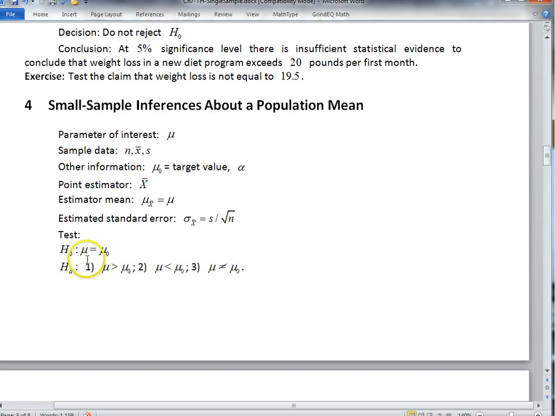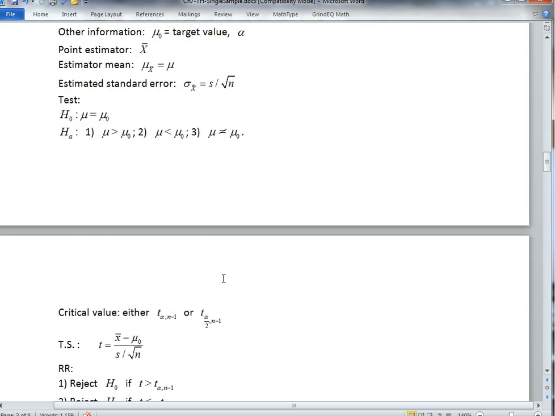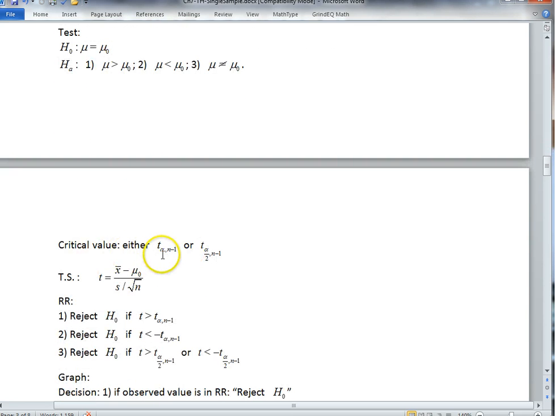Same structure here, mu equal mu 0. The alternative mu larger than upper tail, lower tail, two-tail test. Now the critical value is not going to be z, it's going to be t. It's going to be t alpha if I'm dealing with an upper tail test, negative t alpha if it's a lower tail test, or t alpha over 2 if it's a two-tail test. But also I need to keep track of the degrees of freedom to find out the actual value, which is the sample size minus 1.